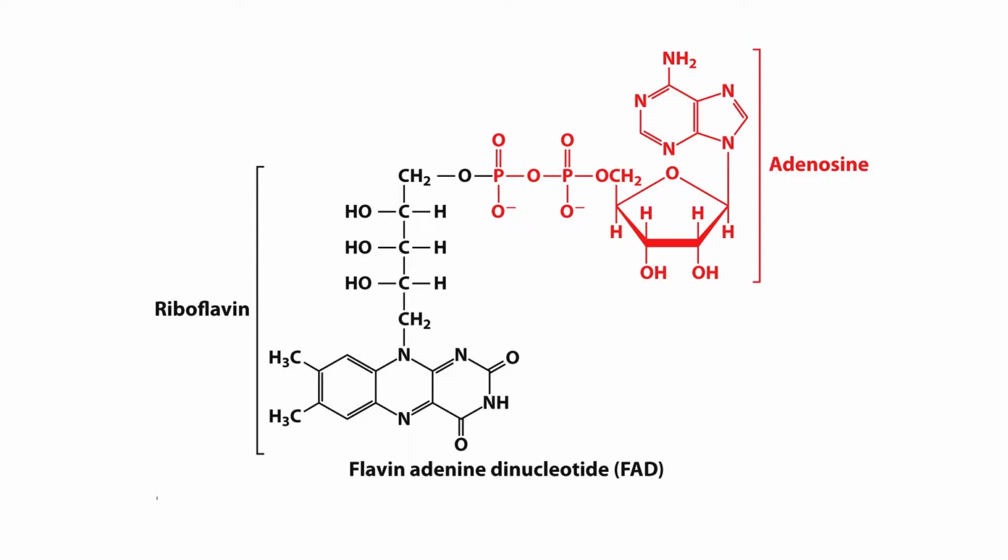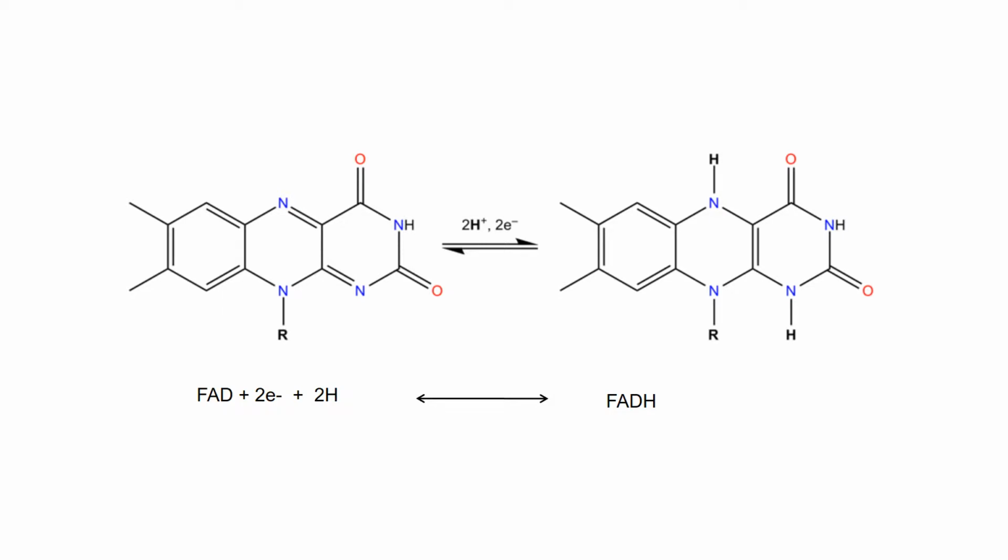FAD, or flavin adenine dinucleotide, has a riboflavin group, and this is from vitamin B2, and it also has a diphosphate group. FAD here is in its oxidized state. It can pick up 2 electrons, 2 protons to be reduced to FADH. Again, this is reversible as it is an electron carrier. Actually, this should be FADH2. Sorry, I just noticed the subscript is missing there.